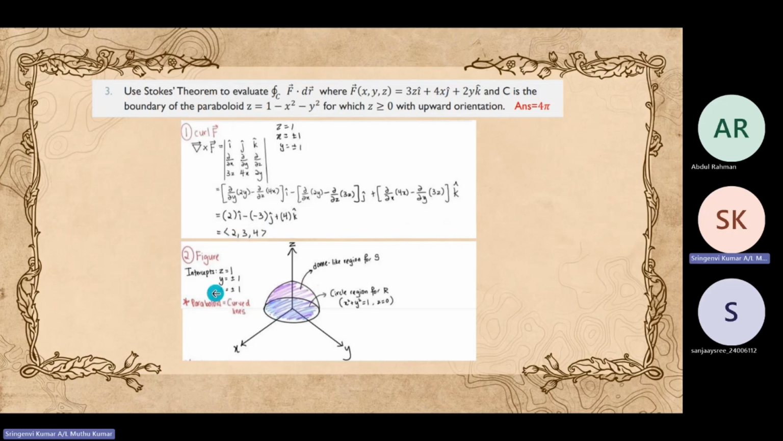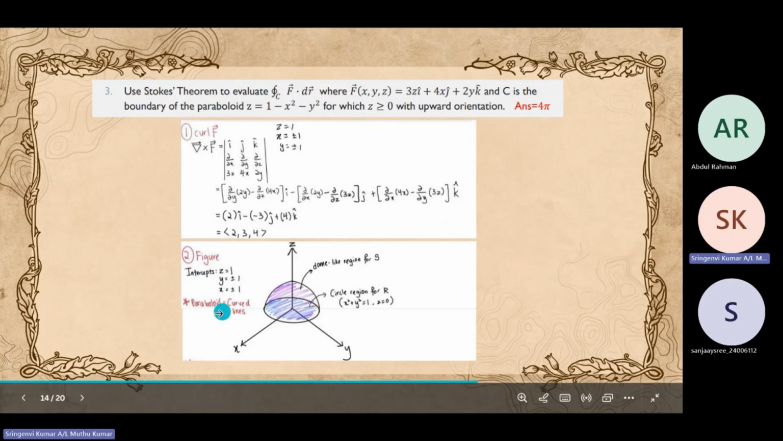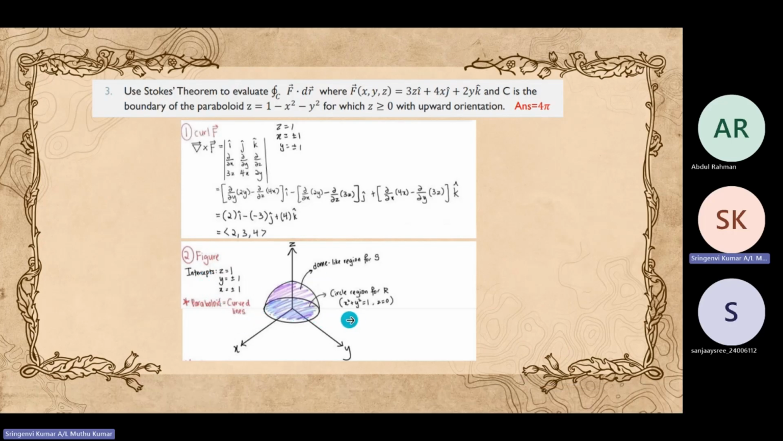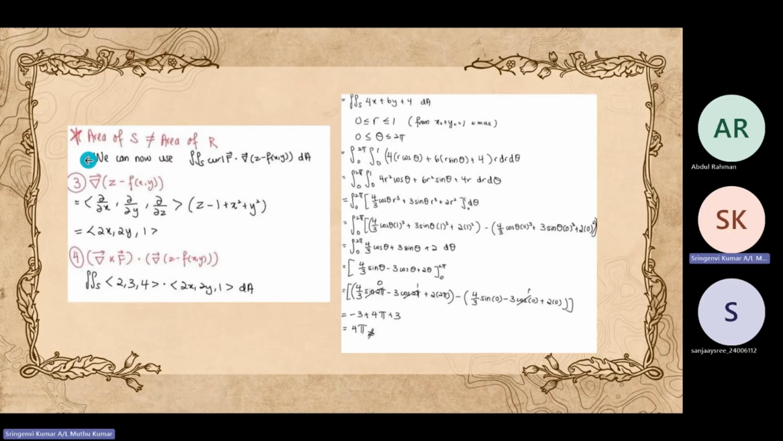And then using the figure, we can find the intercepts, and the paraboloid is equal to curved lines. And for the circle region, we get x squared plus y squared is equal to 1 and z is equal to 0. Here, we know that the area of S is not equal to the area of R. So we can now use the integral for the calculation to find the curl.